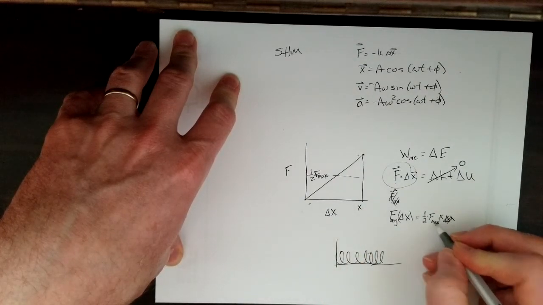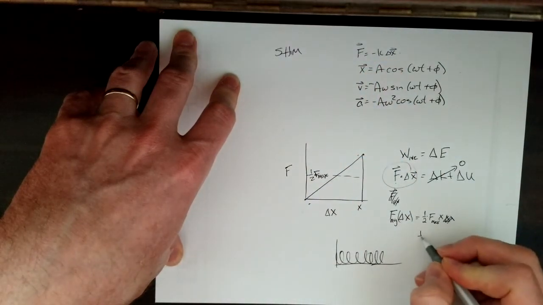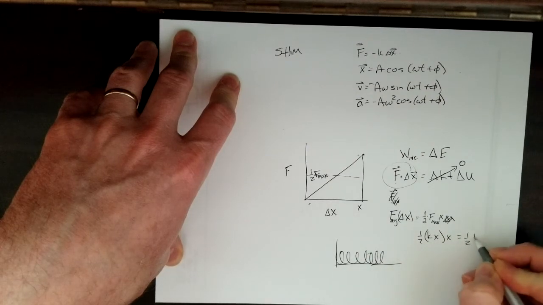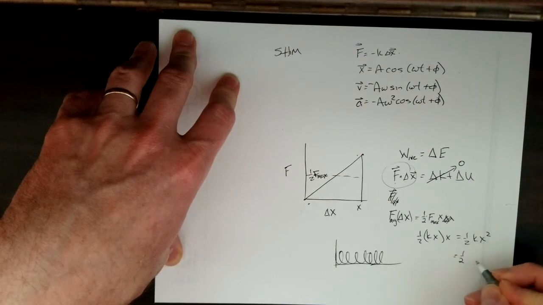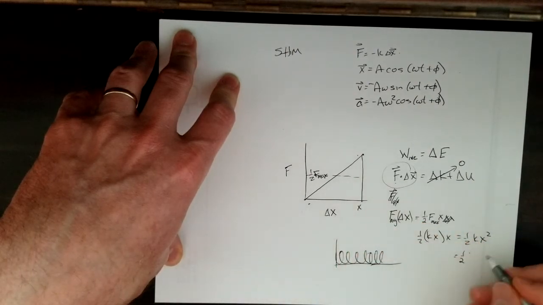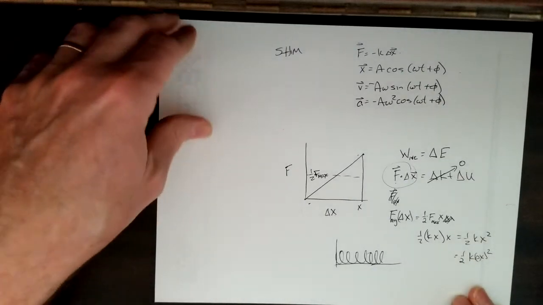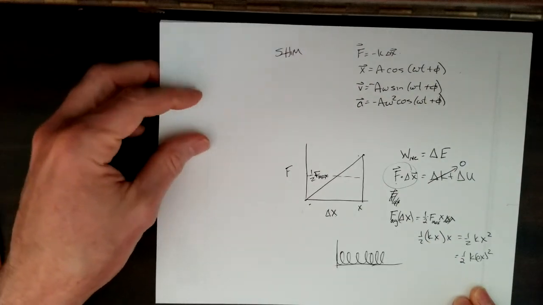And my maximum force is k times x. So this is 1/2 k times x, which is 1/2 k x squared. And that's the formula we've used before, or you could also put in, if you treat that as delta x instead of x, 1/2 k delta x squared. And that's basically where it comes from. There are other ways of deriving it, but that's just one way.